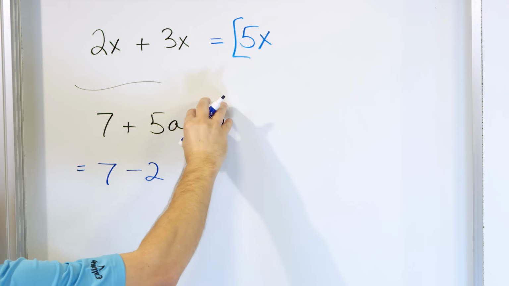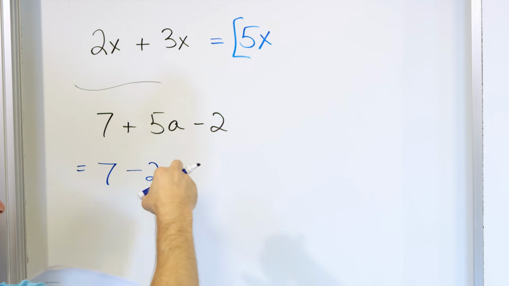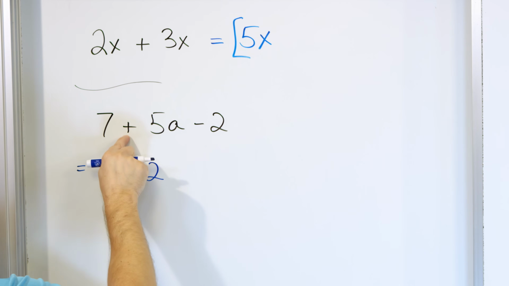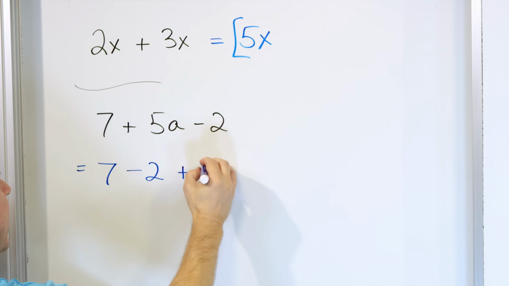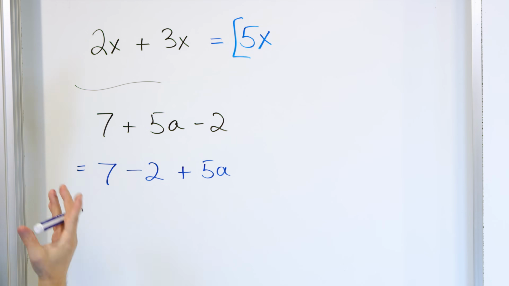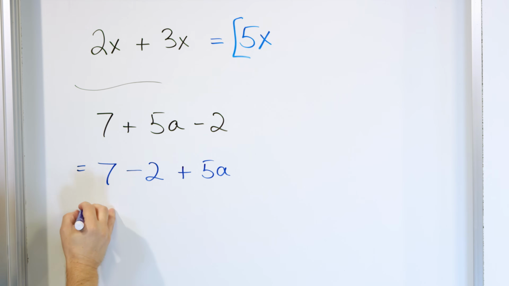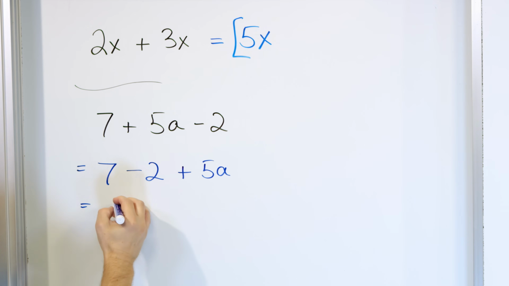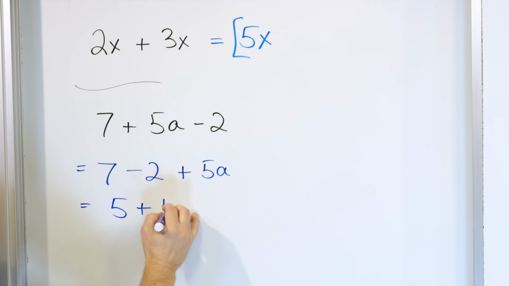That's what I'm trying to say. It's attached. It's like just stuck to it and it goes with it. And then the plus comes from here and then the 5a here. Now that they're written next to each other, it's very easy for you to see that we can subtract 7 minus 2 to get 5 plus 5a.